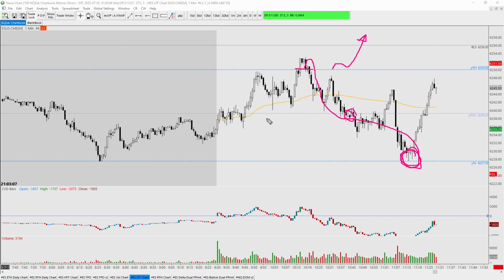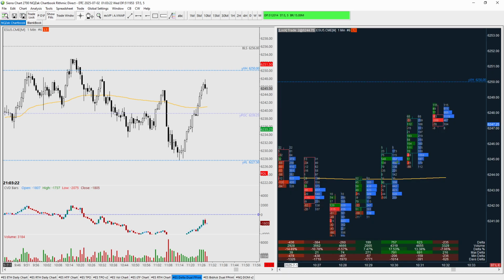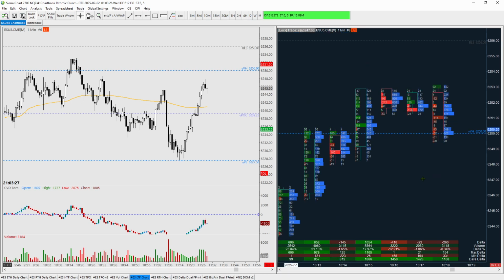Another good target for this rotational play is point of control. That's somewhere down here. So you're saying, yeah, that looks great, but how do I know whether it's breaking out or it's going to reverse once it gets around that level? What I like to do is use a footprint chart. So if we take a look at a footprint, this was at 1017.